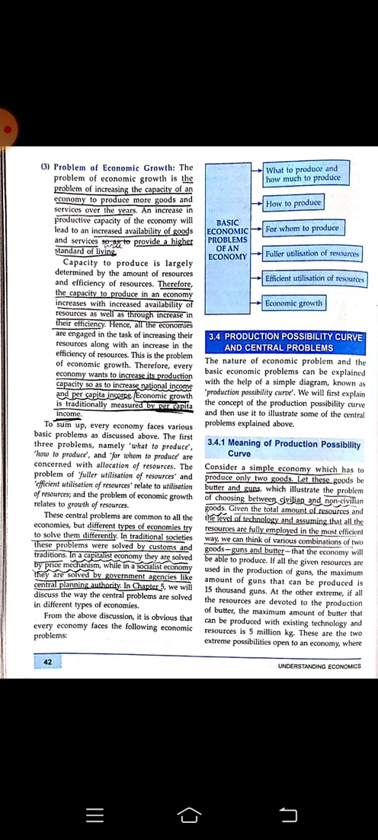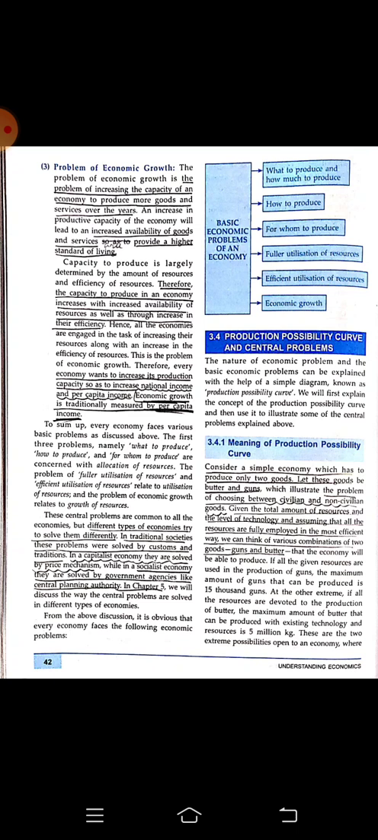So we need to have the resources also, and we have to use them efficiently also. So we can say every economy wants to increase its production capacity, so as to increase the national income and per capita income. Economic growth is traditionally measured by per capita income. So they are trying to say that if we increase the per capita income, we will be able to increase the national income. Okay, from there we will have a greater standard of living.